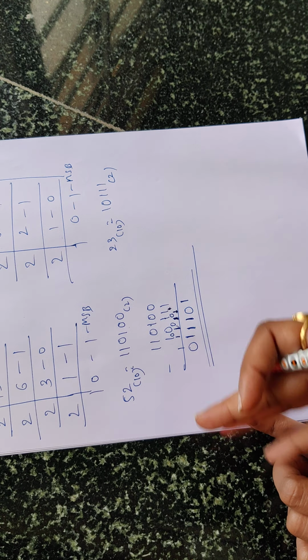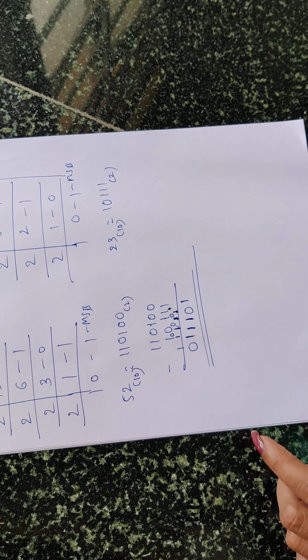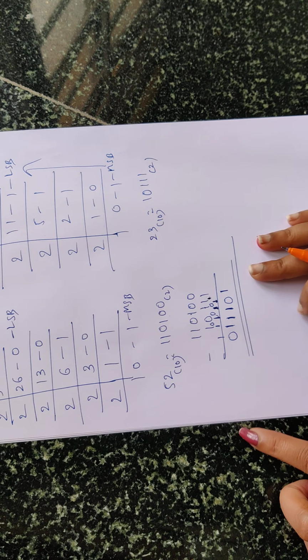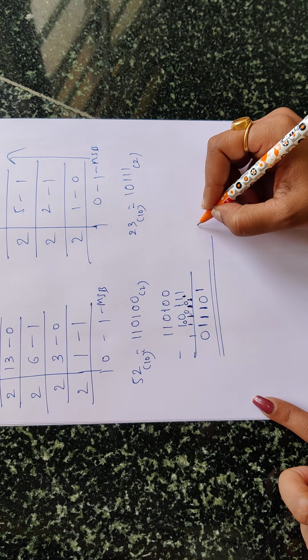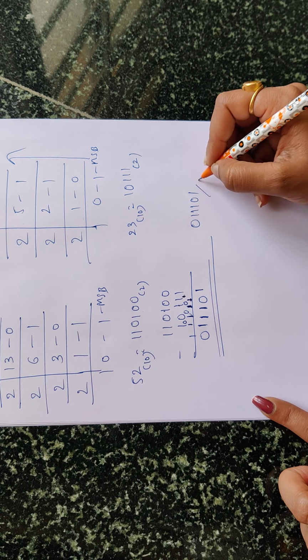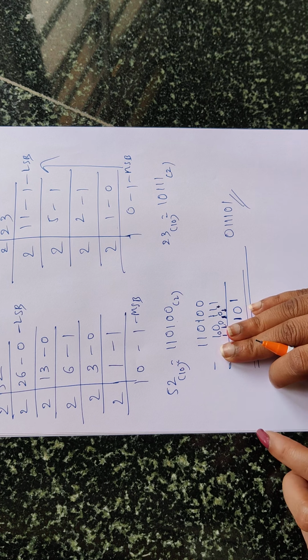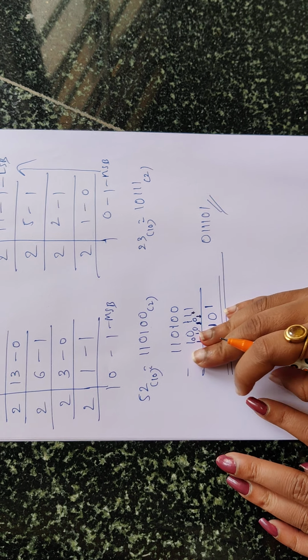0 at the MSB doesn't have any value. You can read it as 01101, or else you can read it as 1101. No problem. Done. So when you subtract 52 from 23, you will get the answer 01101. Done. Let me do one more time this subtraction.